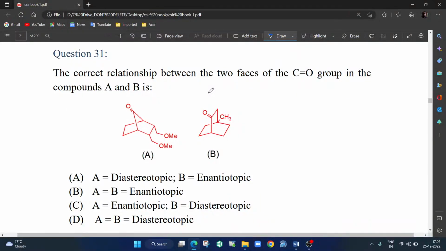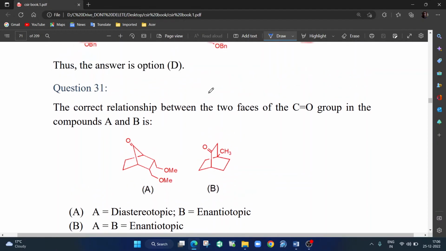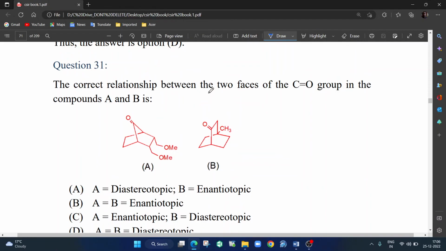Hello everyone. Let's start solving the last set of the 2021 CSIR question paper. Okay, I think it was June. Yeah, June question paper, and we are doing only the organic questions. So the last questions, 31 to 35, five questions we'll be doing.